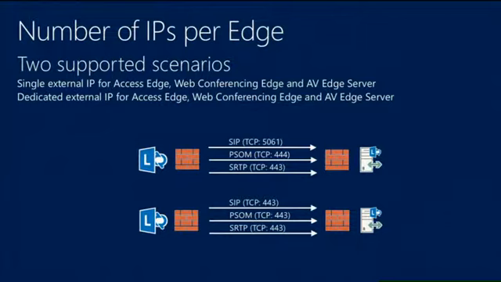And I'm going to tell you now why you don't want to go for the one IP option. If you use only one external IP address, obviously you cannot use the same ports for all the different services to listen on, because per IP address, per port, only one service can listen. So what you need to do is, for SIP, you're going to assign 5061. For PSOM, you're going to assign 444, because it sounds interesting. For SRTP, for the AV Edge, you're going to use 443.